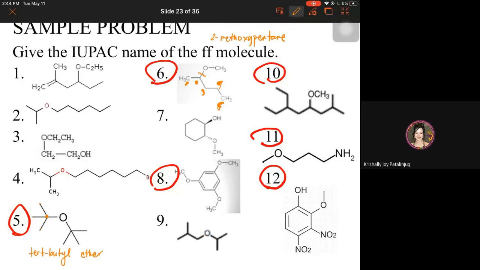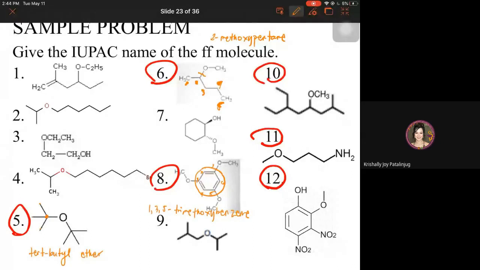Sige, number 8. Obviously, the parent is benzene. Kay daghan na kayo OR. Klaro nimo, daghan na kayo OR, alkoxy na tanan. Okay, alkoxy. So, puros methoxy. Asa man makita? Carbon 1, 3, 5. So, 1, 3, 5. Trimethoxy benzene.